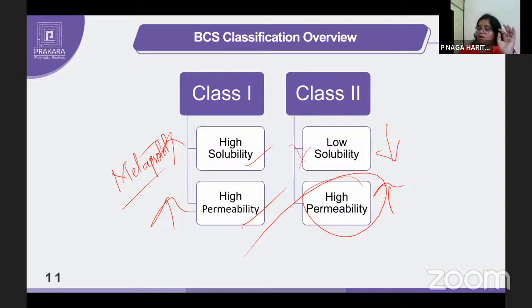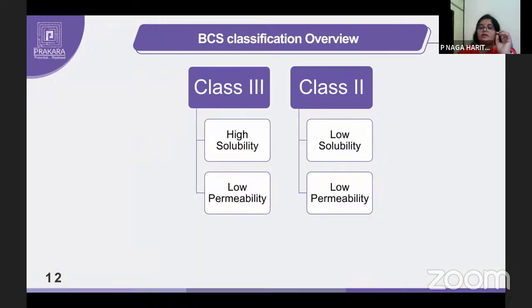Okay, and then moving on, the example here you can have is lapatinib. Then we have class 3, where there is high solubility and low permeability. Here we have high solubility as well as low permeability. So these drugs dissolve readily, but they have limited absorption due to the low permeability. For example, we can have metformin.